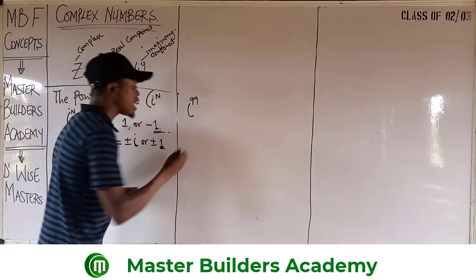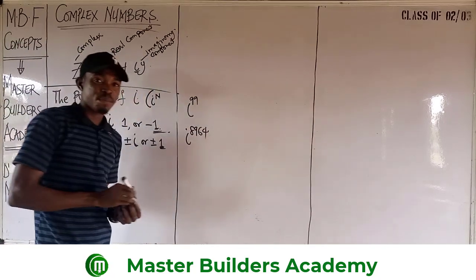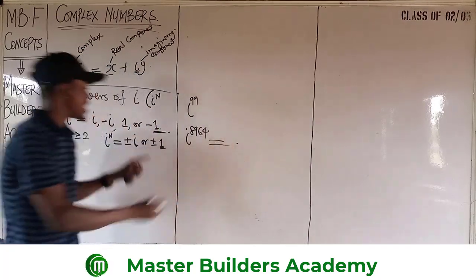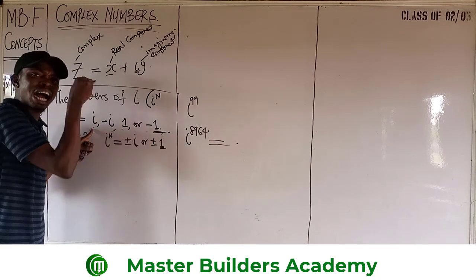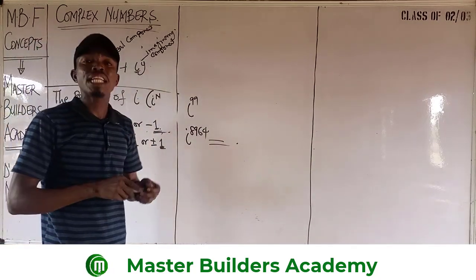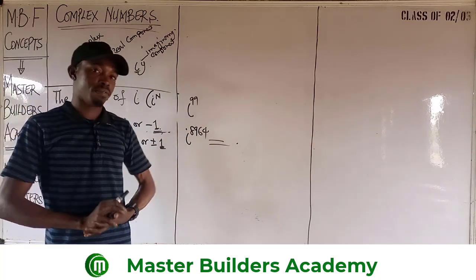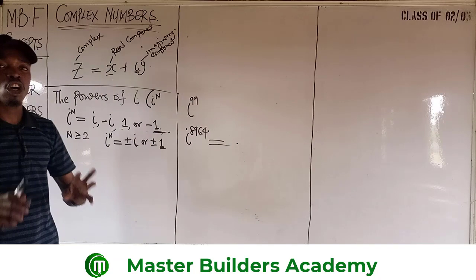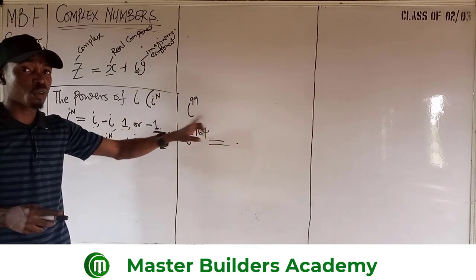In the same vein, if you have i raised to the power of 8964, this has a result that will also fall out of this. So how will I simplify iota when the power is 2 and above? Now let me show you the concept and the methodology to solve problems in this category effectively.